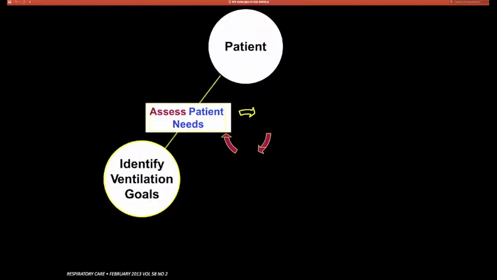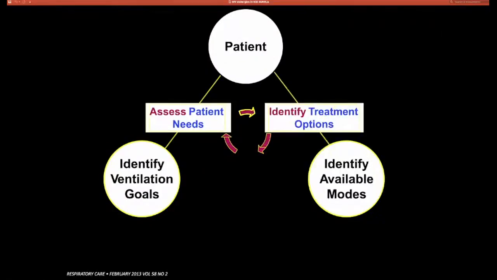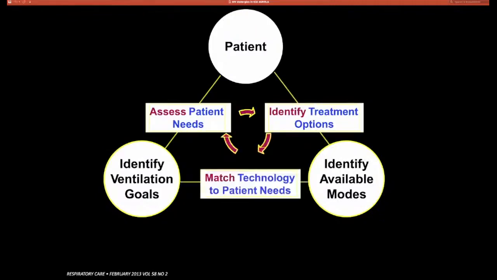So always look at the patient, assess the patient needs, then identify the ventilator goals, then identify the treatment options. As I said, the disease is the most primary, then the available modes, and match the technology to the patient needs. This would be, in a nutshell, what the strategies would be, and let me take you through all that.